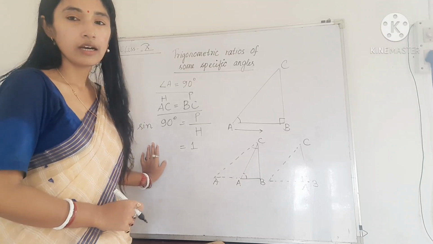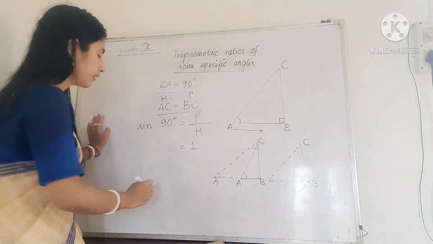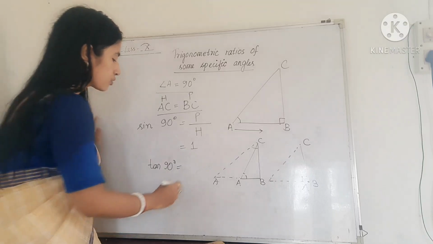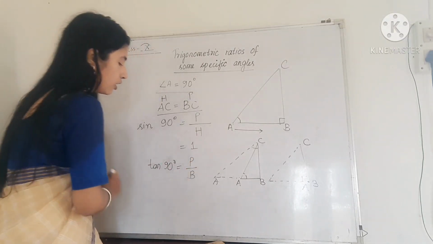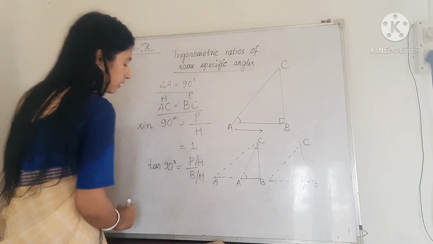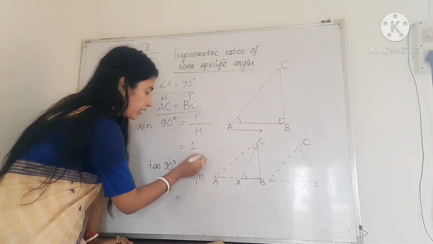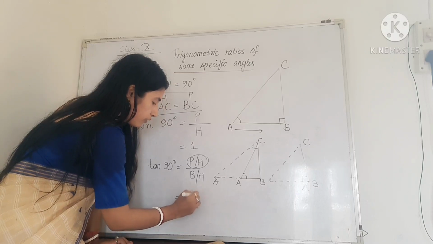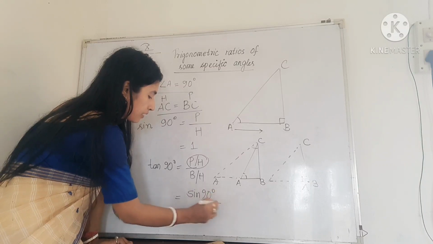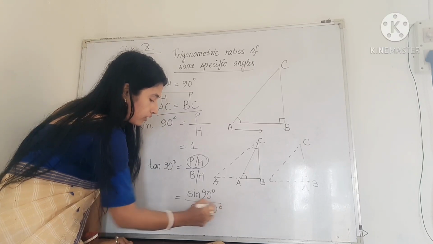Just try to find the other trigonometric ratios. One more thing I am going to tell here. If we are finding tan 90 degree, tan 90 degree is perpendicular by base. If you divide the perpendicular by hypotenuse, and in the denominator also divide by hypotenuse, then perpendicular by hypotenuse is sine, so we write sine 90 degree. Similarly, base by hypotenuse will be cos, so we write cos 90 degree.